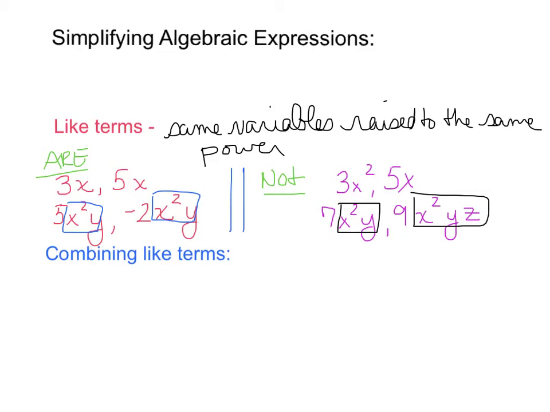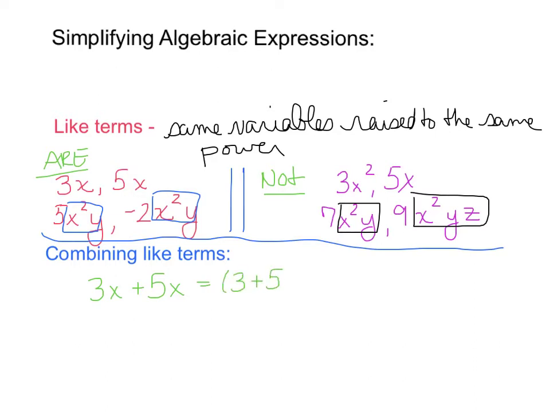When I begin to look at how I go about combining like terms, let's say I take the 3x and I want to add 5x to it. What I'm basically going to do is combine the coefficients, add the coefficients together. So 3 plus 5 is going to equal 8. So I have 8 x's, which makes sense. If I have 3 apples and I add 5 apples, I have 8 apples. So if I have 3 x's and I add 5 x's, I get 8 x's.